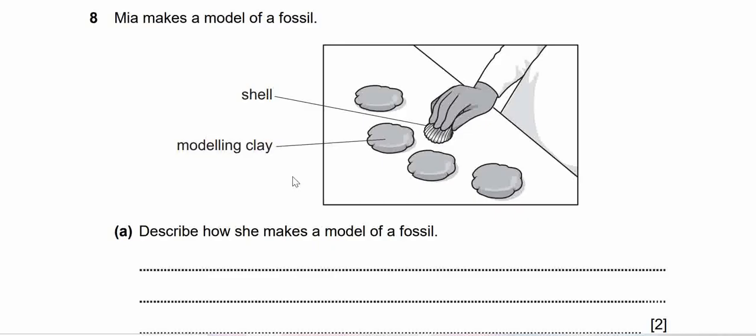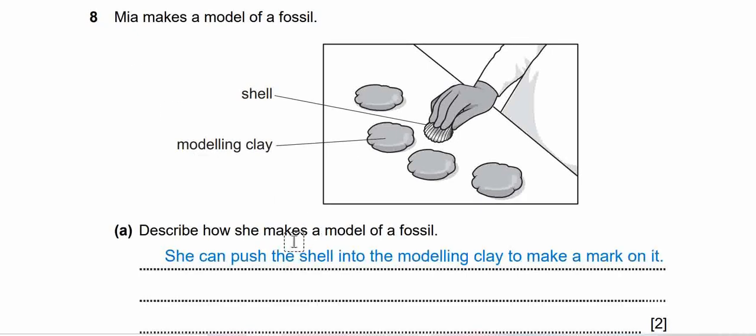Next. Right, question 8. Mia makes a model of a fossil. Here, modeling clay. Describe how she makes a model of a fossil. 10 seconds from now. Right, let's open up the answer, guys. Now she can push the shells into the modeling clay to make a mark on it. So that's how she can do it.